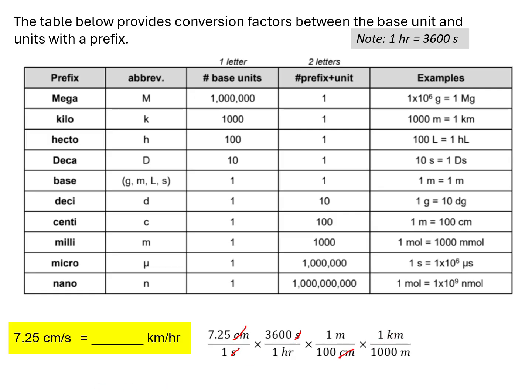All right, so now we have canceled out our meters. We're left with kilometers per hour. Go ahead and multiply all this stuff across the top. So 7.25 times 3,600, and then divide it by the product of 100 and 1,000, so 100,000. And we get that this works out to be 0.261 kilometers per hour.